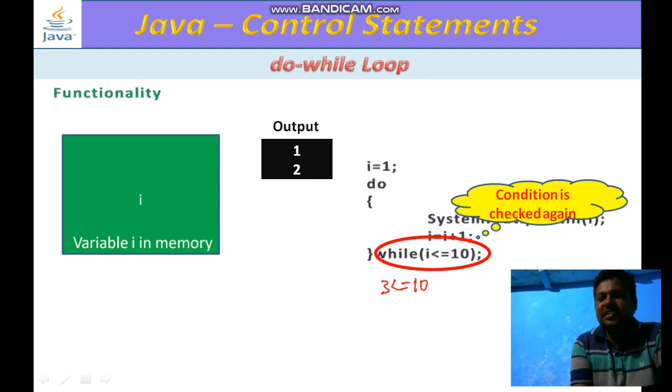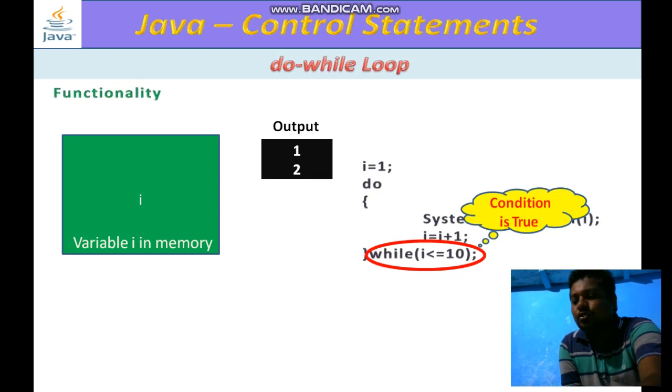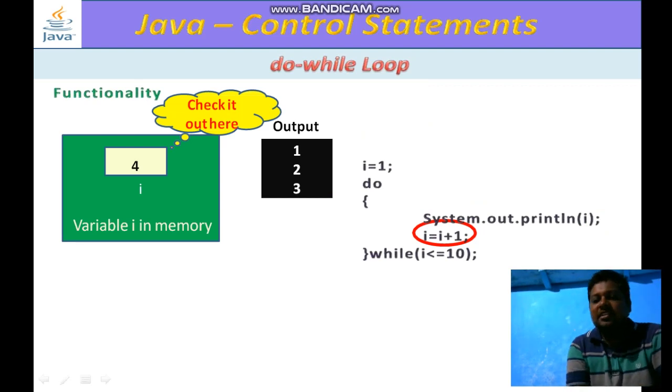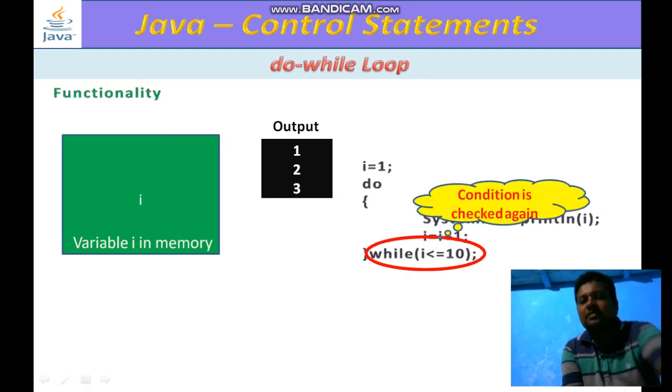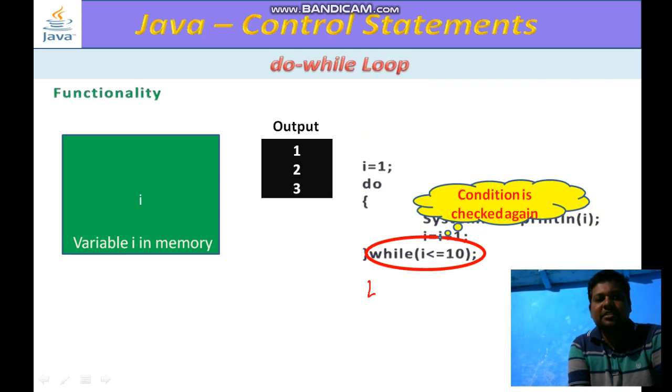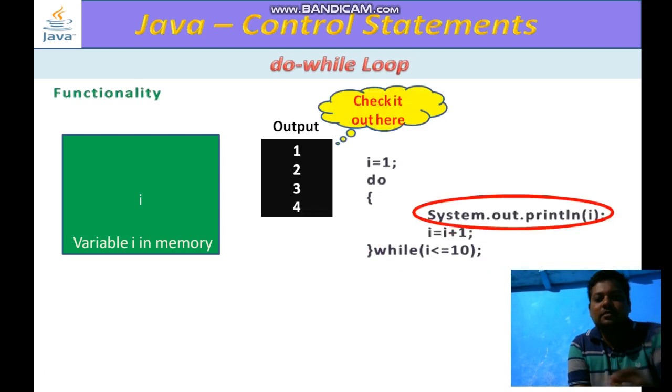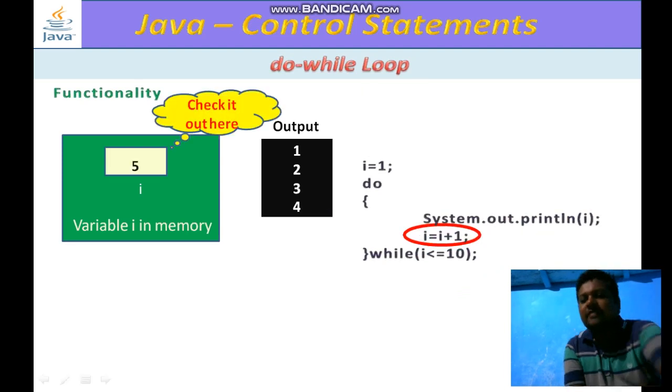3 is less than or equal to 10. Yes, the condition is true. Again we repeat the loop. The value 3 is printed, then I is incremented, so now I is 4. Next the condition is checked: 4 is less than or equal to 10. Yes, the condition is true, so we execute the statement once again. 4 is printed.